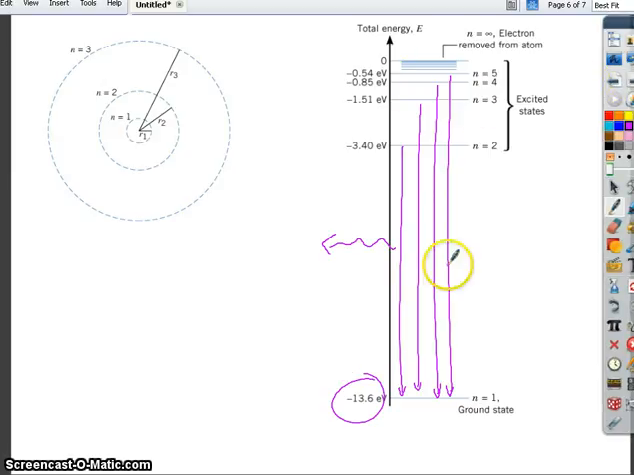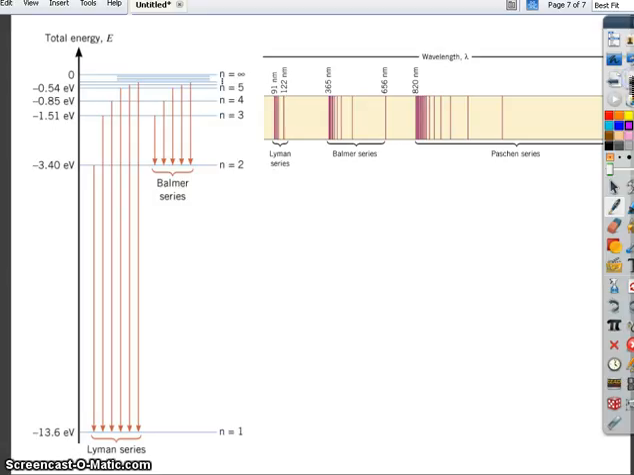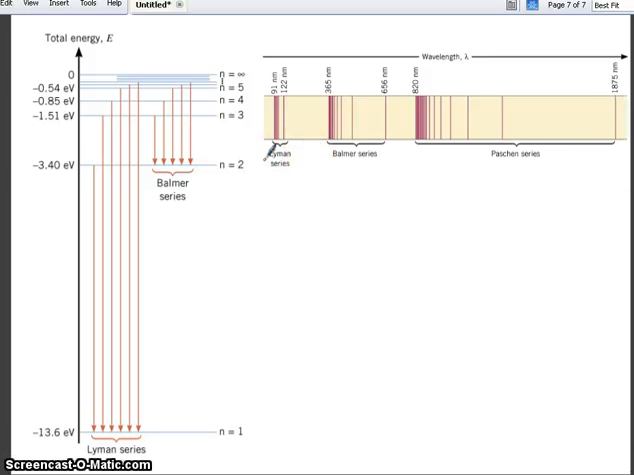So this relates. This is the full hydrogen emission spectrum. Okay, and what we find is that these energy transitions correspond to these lines on the emission spectrum. So if we calculate the change in energy from here to here and get the wavelength, that'll give us this line spectrum right here. So all of these different transitions correspond to the line spectrum here.